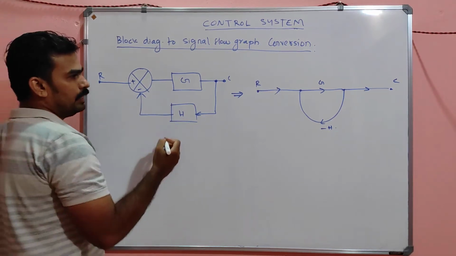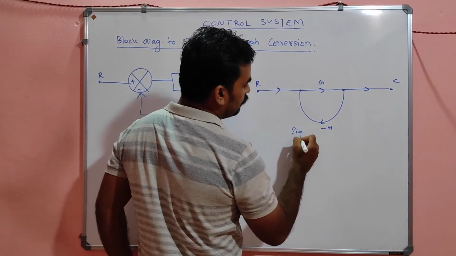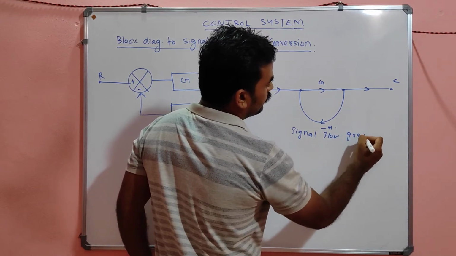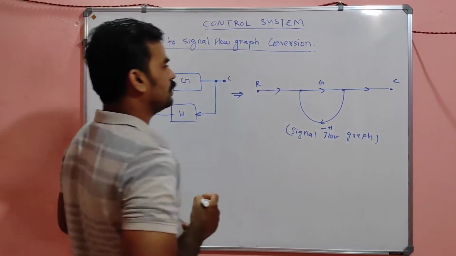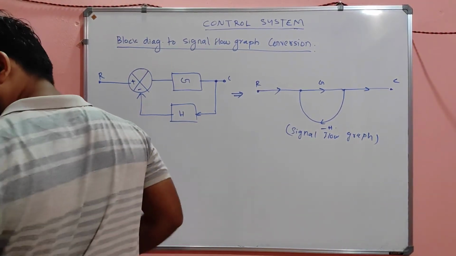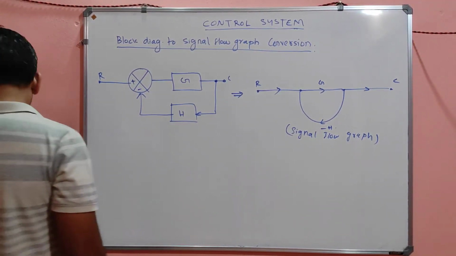So this is the block diagram and this is the corresponding signal flow graph. Is it clear, my dears? Okay, so this is the block diagram and the corresponding signal flow graph.